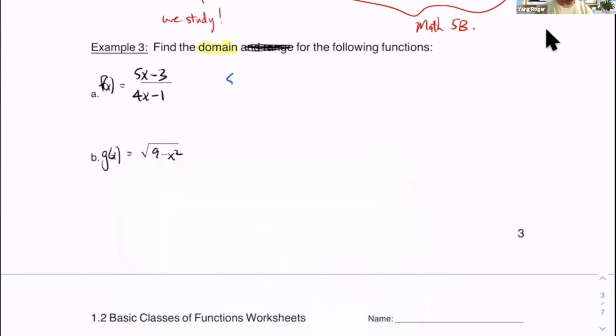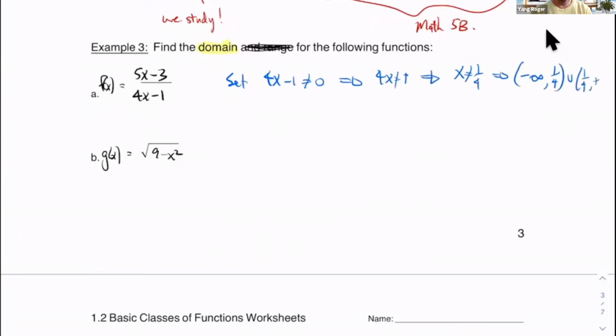So all we do is we set 4x minus 1 to be not equal to 0. And then this tells us that 4x is not equal to 1, which tells us that x is not equal to 1/4. And then just as a quick reminder, we like to use interval notation in this class. So we're going to write that from negative infinity to 1/4 union 1/4 to positive infinity. Okay. So is there any questions about that?